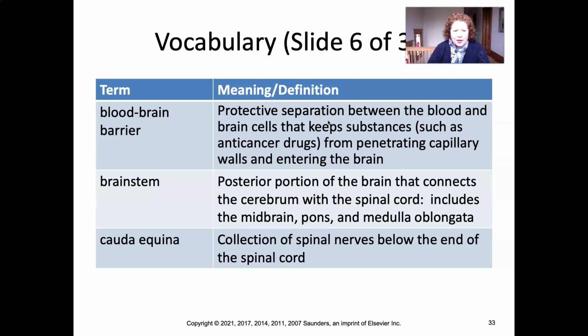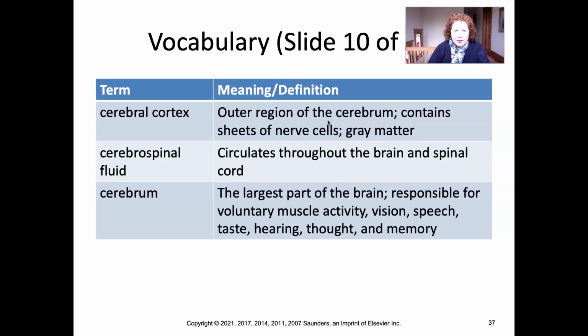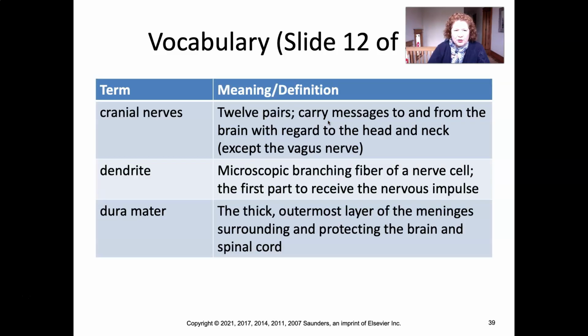Brainstem, cauda equina. Cell body, central nervous system, cerebellum. Cerebral cortex, cerebrospinal fluid, cerebrum. Cranial nerves, dendrite, dura mater.